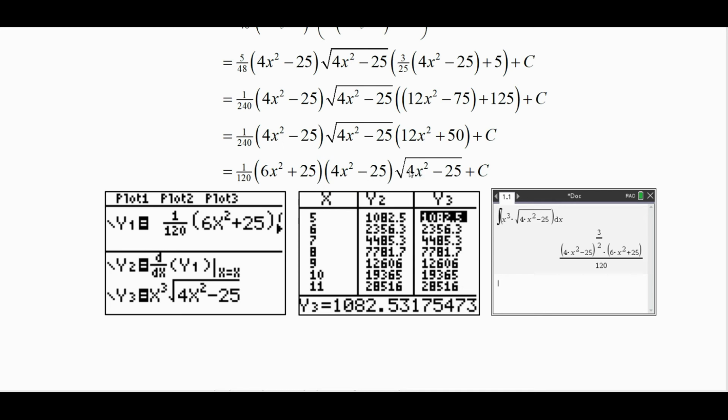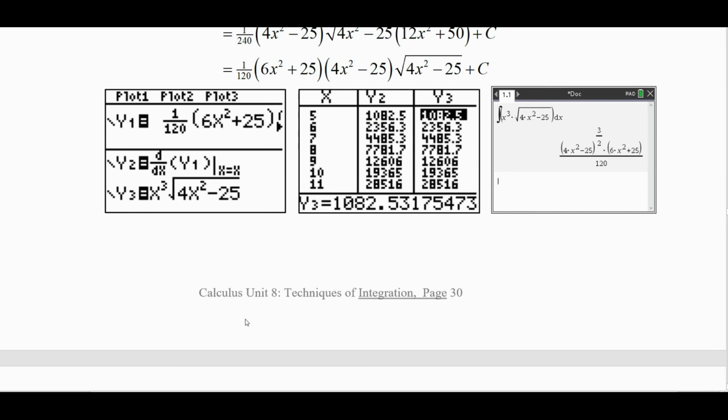They wrote these two terms together as 4x squared minus 25 to the 3 halves. There's our 6x squared plus 25, and there's our over 120 there. So they have the same answer on the TI Inspire, and it does check out as well on the TI-84 using that check.